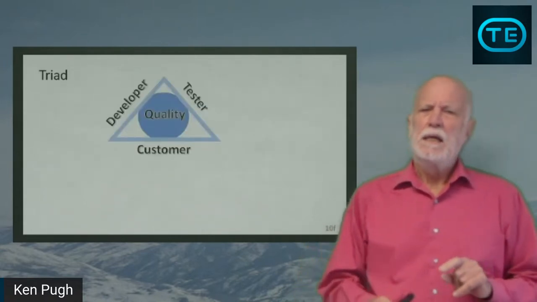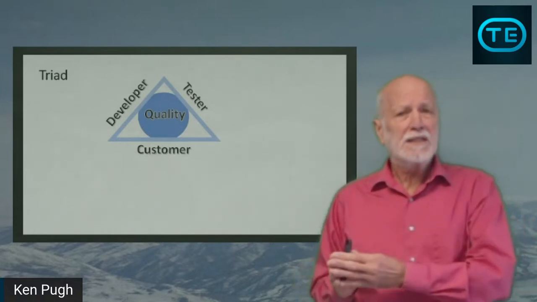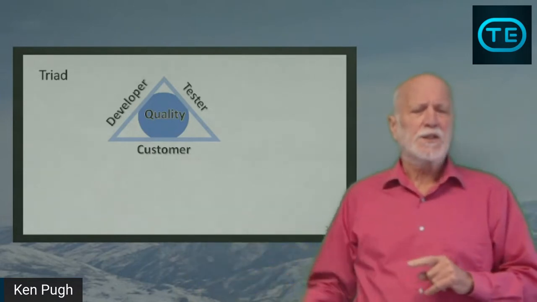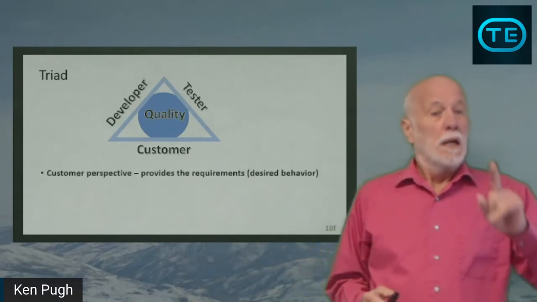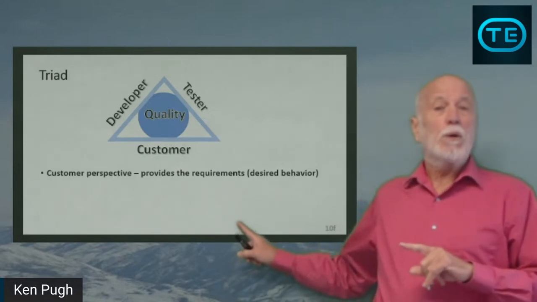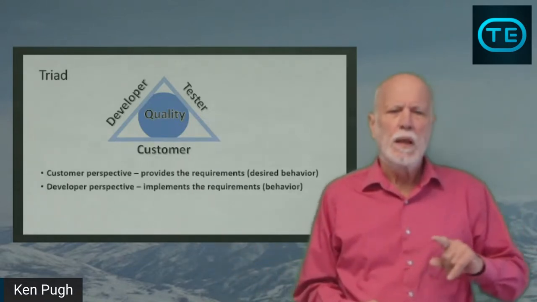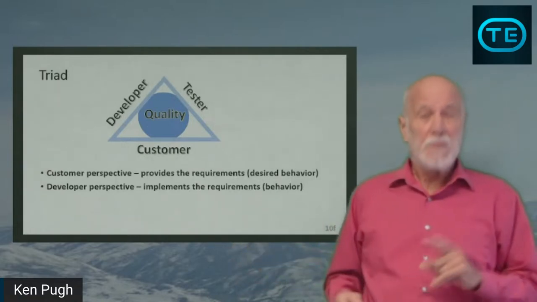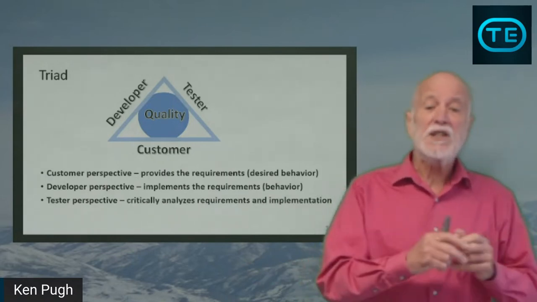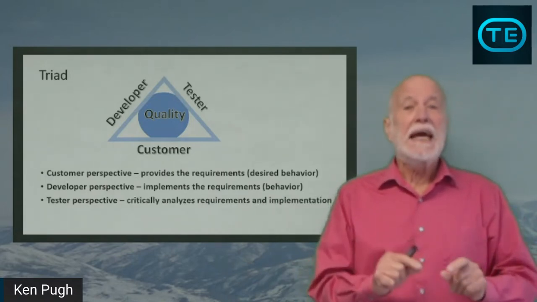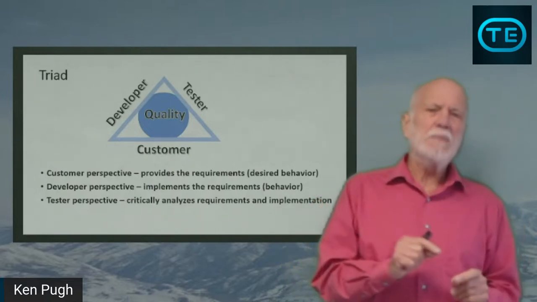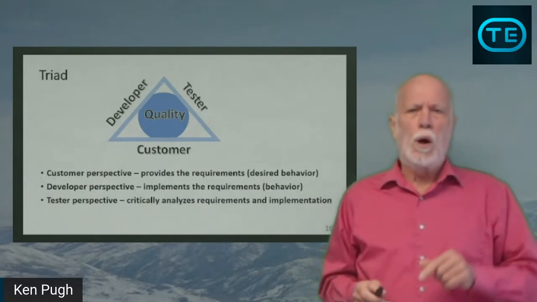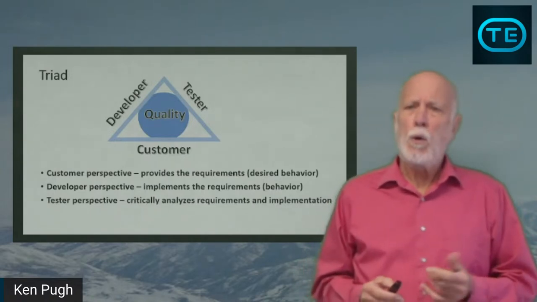The triad: 3 perspectives, not necessarily 3 roles, but 3 perspectives, the developer, the tester, and the customer. The customer perspective provides the requirements, the desired behavior. The developer perspective implements the requirements, i.e. the behavior. And the tester's perspective both critically analyzes the requirements and the implementation. 3 perspectives on an application or a solution.